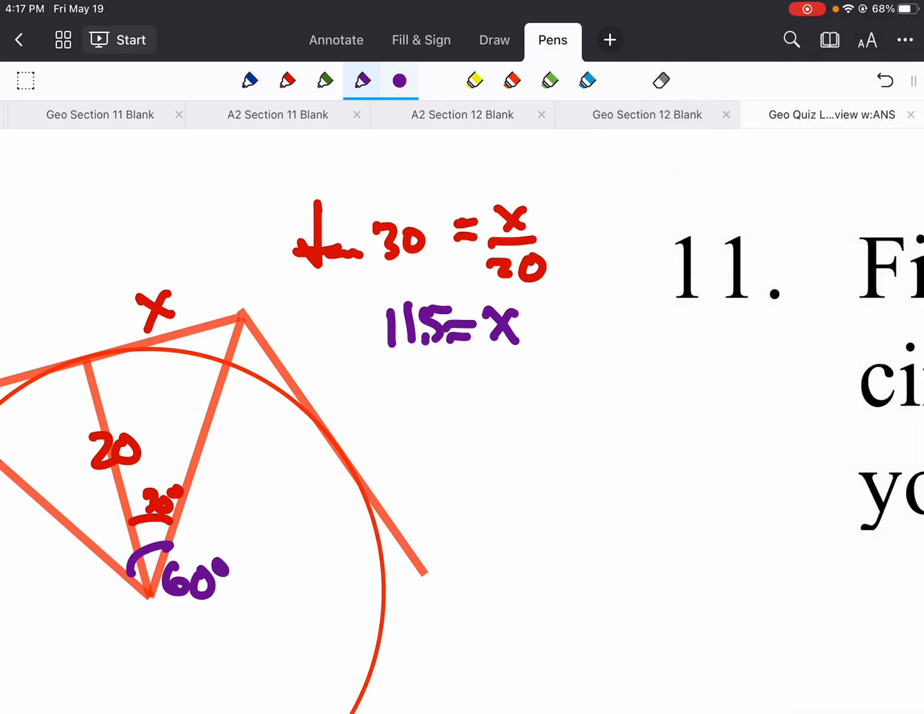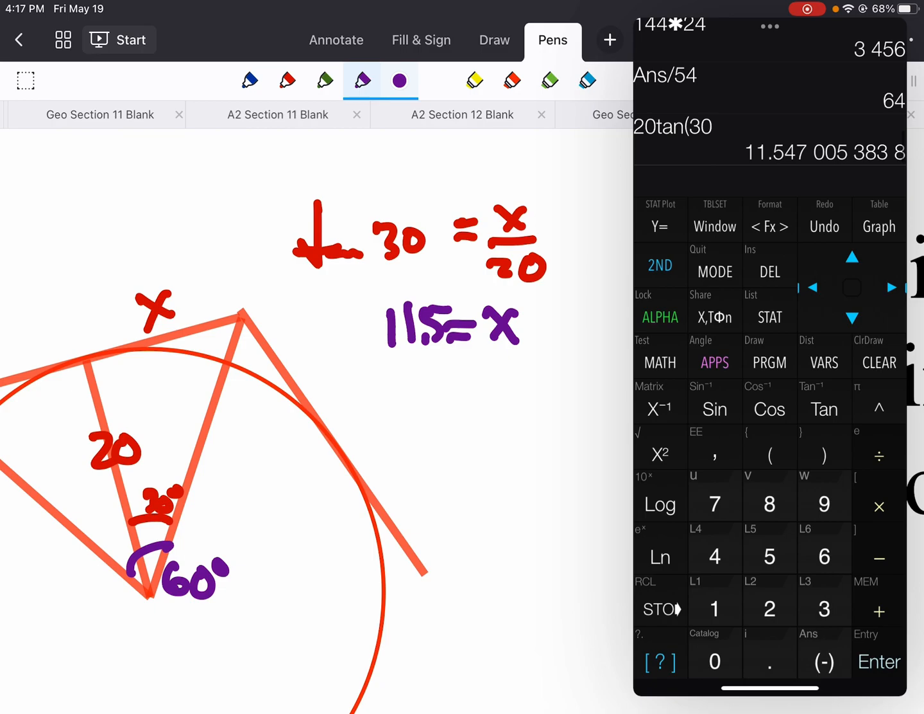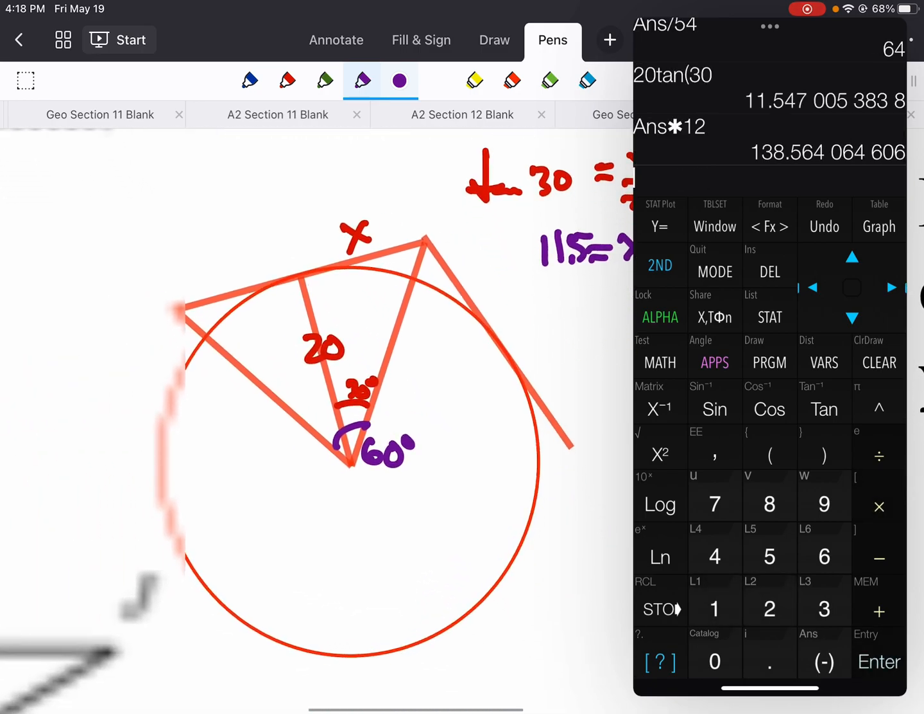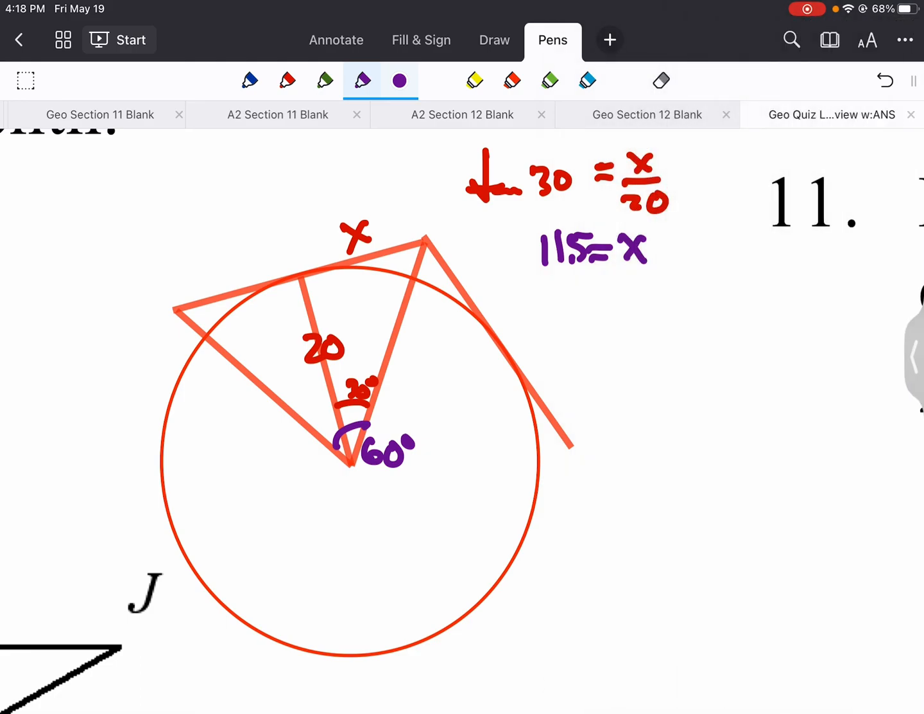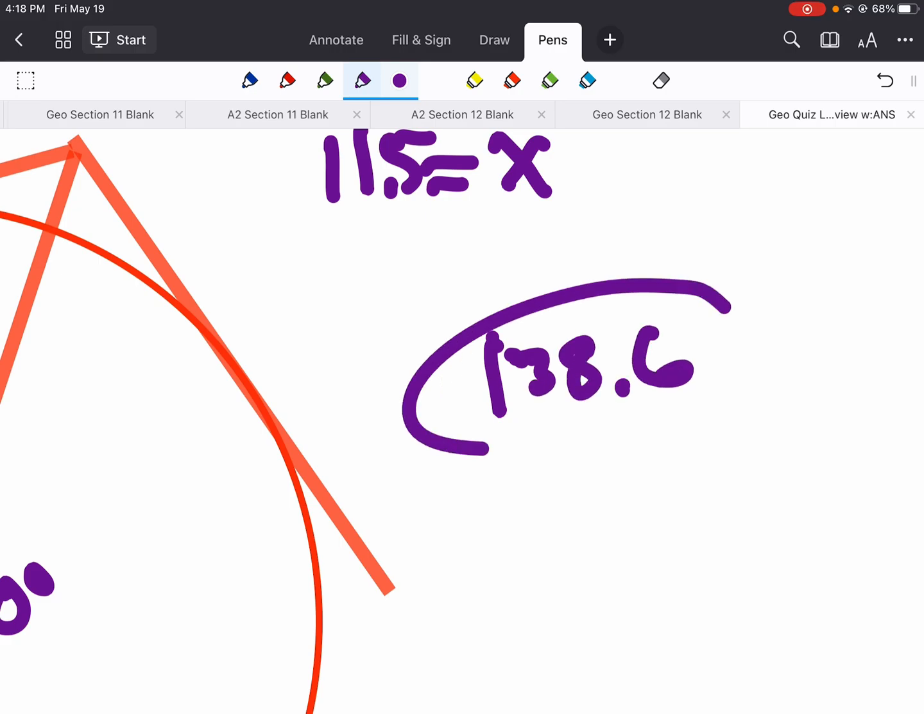You also need to go through and find not just the value of that, but you need to multiply that by 12. So let's do times 12 because there are 12 half sides all the way around. So 2 x's per side, and there we go, 138.6. Oops, pencil's bugging out, 138.6, and we're good to go.